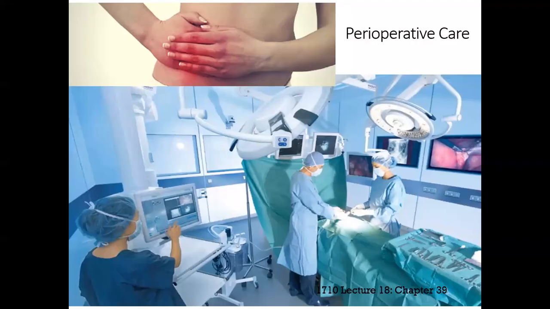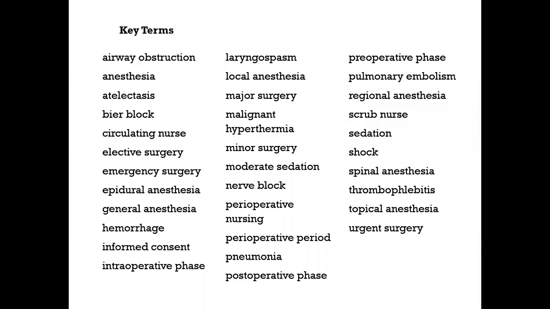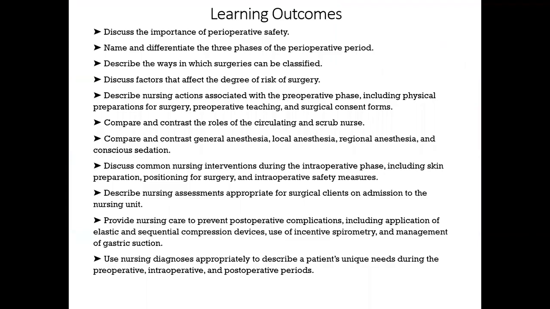Okay, guys, this is the perioperative lecture, which is chapter 39 in your F.A. Davis book. These are the key terms that you can find throughout your book or in your tablers, and these will be helpful for you to understand. These are the learning objectives, again, that are in front of the F.A.